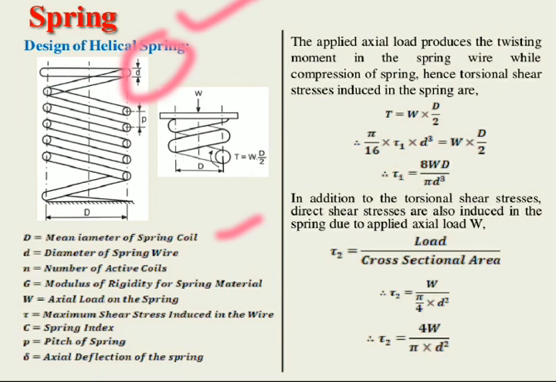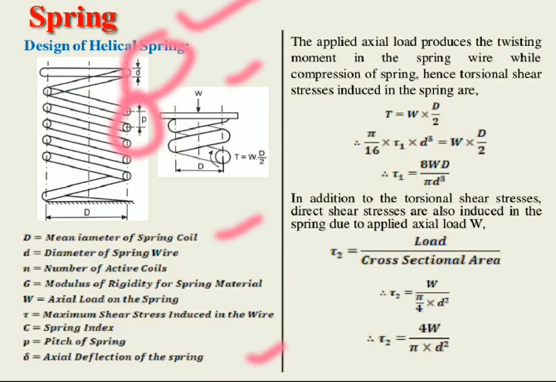G equals the modulus of rigidity for spring material, and W is the axial load on the spring, which is mentioned here, and tau is the maximum shear stress induced in the wire, where C equals the spring index, P equals the pitch of the spring, and delta equals the axial deflection in the spring. So these are the few nomenclatures which will be related to the design of helical spring. Now let us start with the discussion, that is the design procedure.